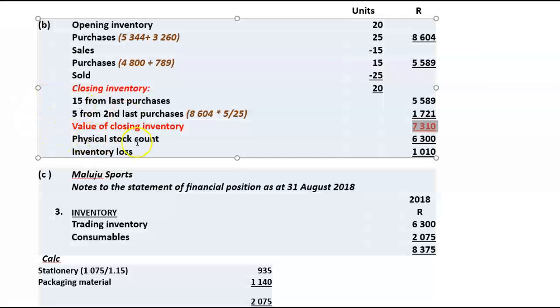Our physical stock count only revealed that stock with a value of 6,300 Rand is actually on hand. So therefore, the difference between the two constitutes the inventory loss that they have suffered of 1010.